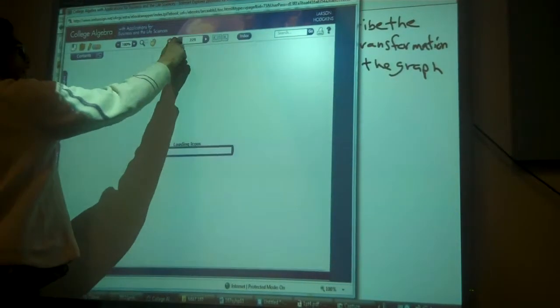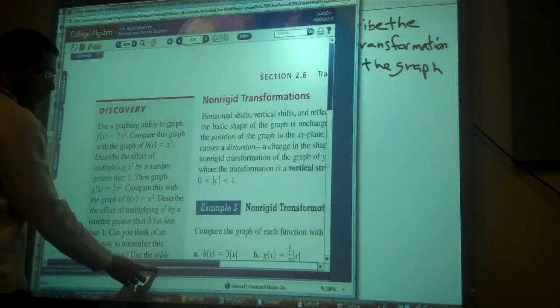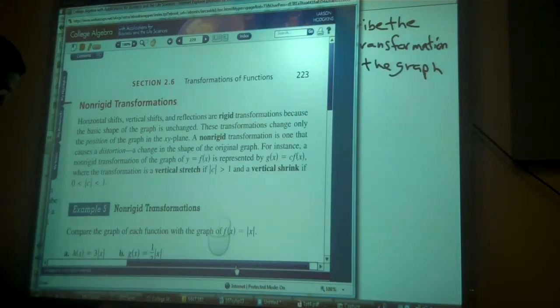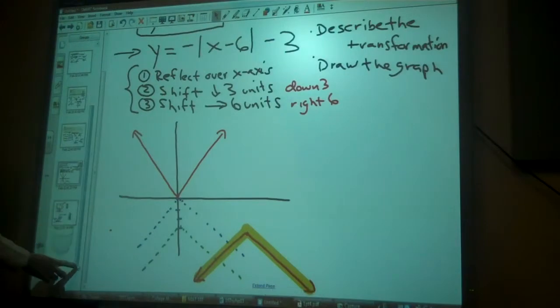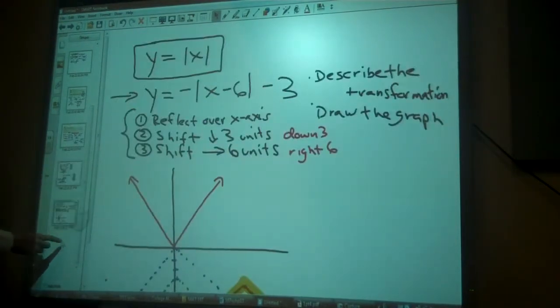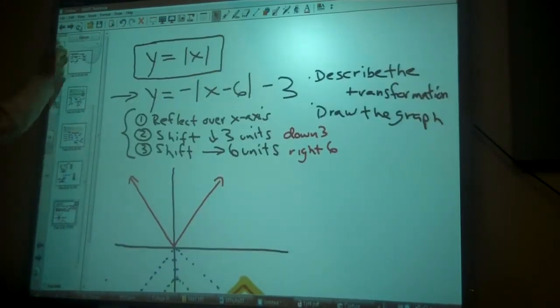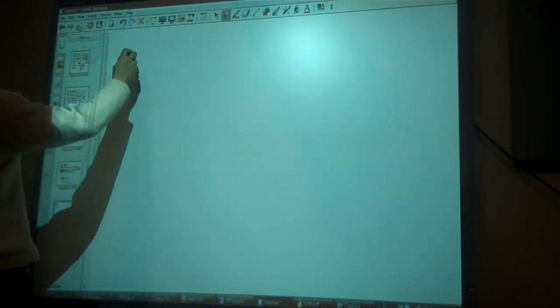Okay, good. So we're only going to do it vertically. We're going to do a vertical stretch or a vertical shrink. Since that's all our book covers. We won't do a horizontal stretch or a horizontal shrink. And then that'll be it for this section. And I can pass back the test, I don't know.